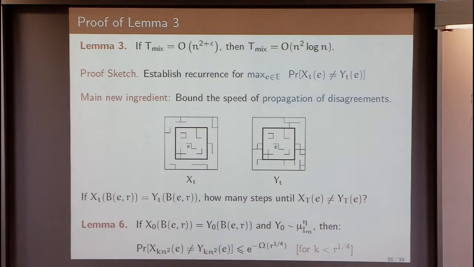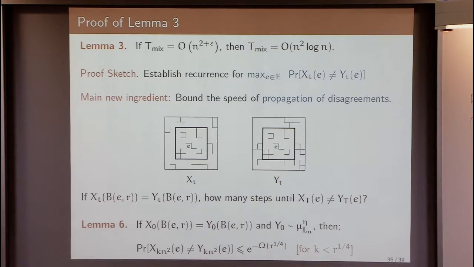And the main new ingredient to establish this recurrence is to bound the speed at which disagreements propagate. This is also a standard notion in spin systems, but it has to be modified to a random cluster setting. Let me tell you what I mean by the speed of propagation of disagreements.